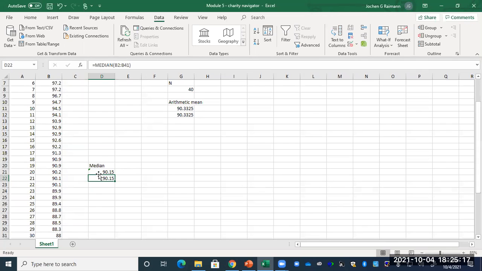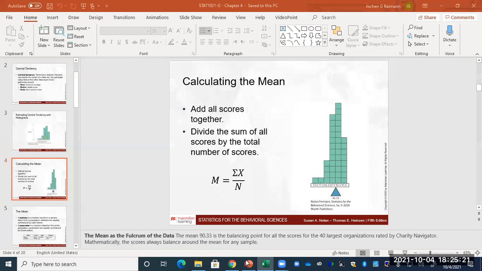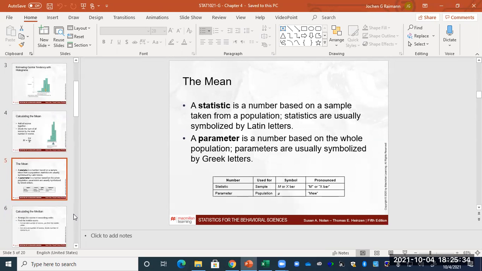With the mode, it's a little bit more complicated, because the mode requires you to look visually. While you could do it differently, I think it's easiest to do it visually. When you look here at the mode, what seems to be the highest? Well, let's stick with what we have in the spreadsheet. Everybody on board with this? Any questions?